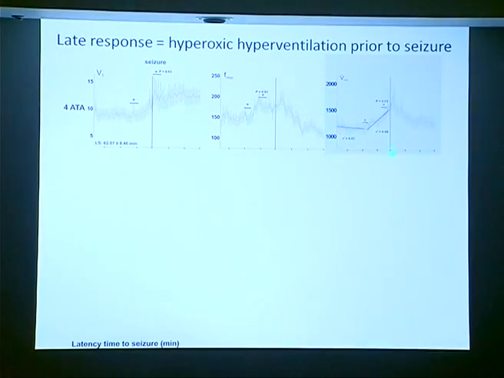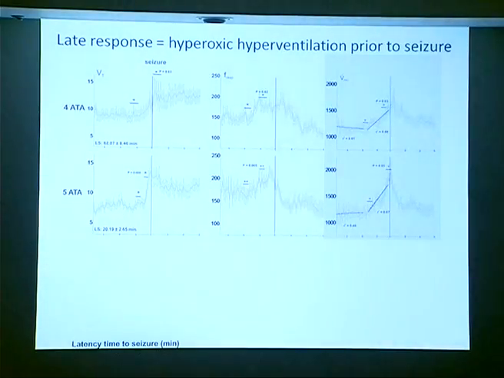And you can see here, this is 5, 10, 15 minutes. And what we did was we lined up all, because the animals had varying latencies to seizures, we took the point where we said that they had just begun seizure, and we superimposed that here, and then started working backwards until too many animals had dropped out, and there really wasn't enough to include to average. And what we consistently found, regardless of the latency to seizure, was that from the beginning, about 8 minutes before, you can see this rise in minute ventilation. And you could also see that at 5 atmospheres.